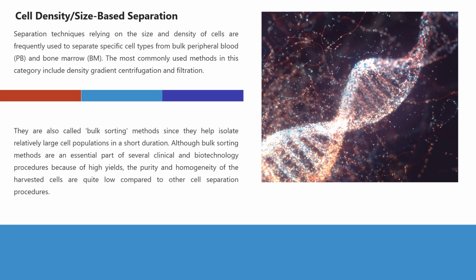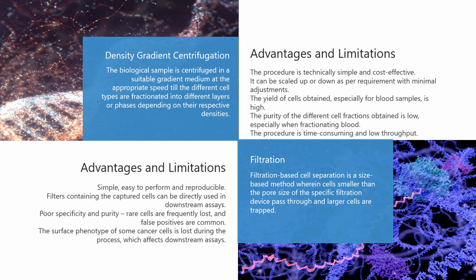Although bulk sorting methods are an essential part of several clinical and biotechnology procedures because of high yields, the purity and homogeneity of the harvested cells are quite low compared to other cell separation procedures. The most frequently used density-based separation method is gradient centrifugation. The biological sample is centrifuged in a suitable gradient medium at the appropriate speed till the different cell types are fractionated into different layers or phases depending on their respective densities.